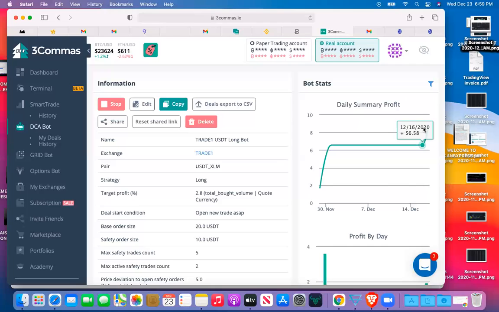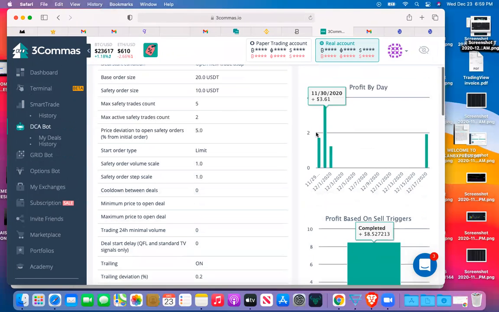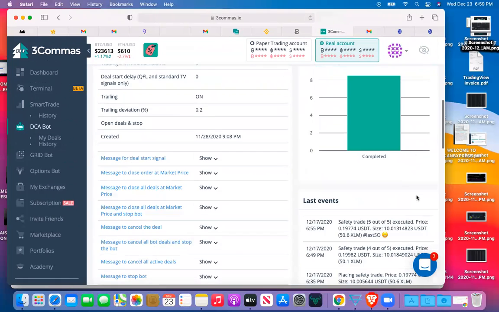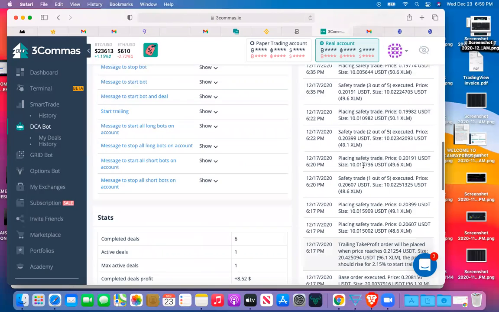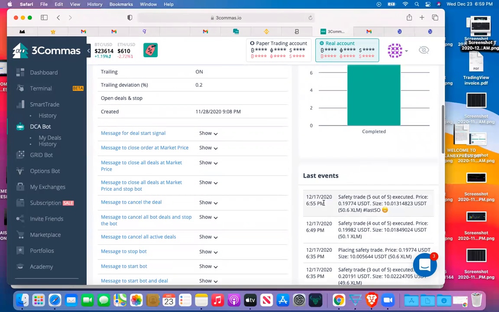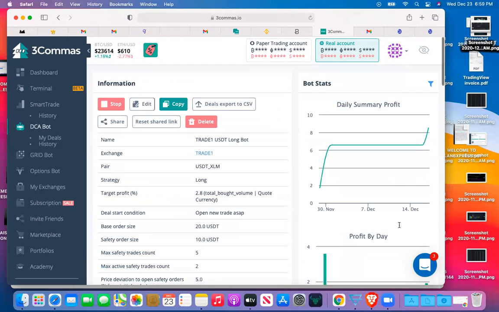Okay, you can see XLM. November, you can see it has not traded so much. It first traded a few days and then did not trade again. And then you can see six deals, $8, right? It has stopped trading since the 17th of December. Safety trade executed and is waiting to take profit.